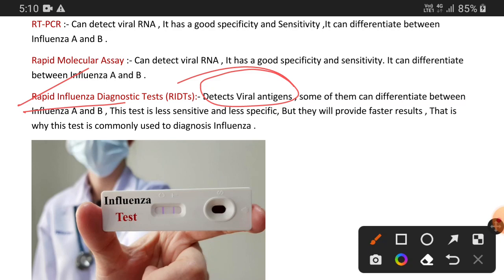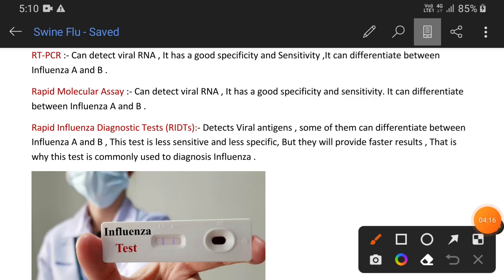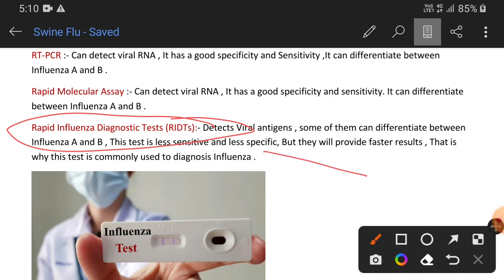This test is less sensitive and specific, but we use it because it can give you a result within hours or some days. It provides a faster result, which is why this test is commonly used in diagnostic labs for diagnosis of influenza. If a person is infected with influenza, it is necessary to start their treatment as soon as possible. That is why, for getting the result fast, we use the rapid influenza diagnostic test. Later we also perform RT-PCR and the rapid molecular assay for assurance.